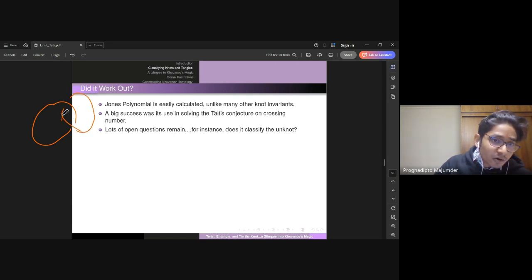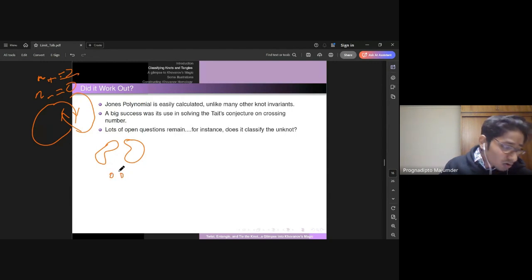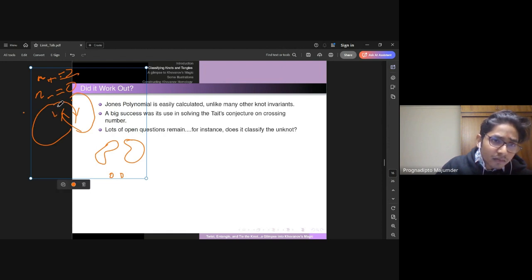So let me orient it this way, and the other component oriented the other way. So n plus equals 2, n minus equals 0. I have done the smoothings here. So this is 0, 0. First of all, this is crossing number 1, and this is crossing number 2.